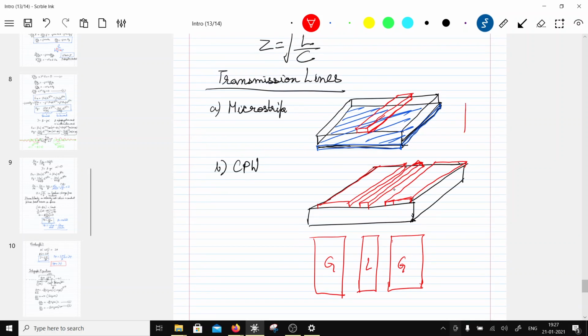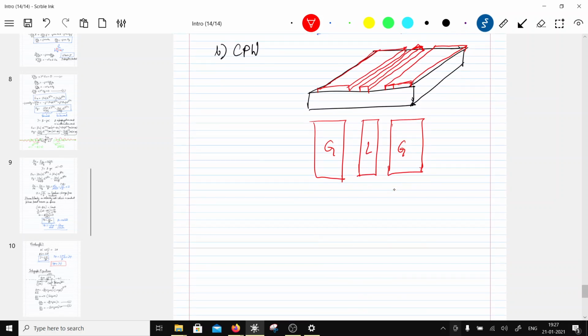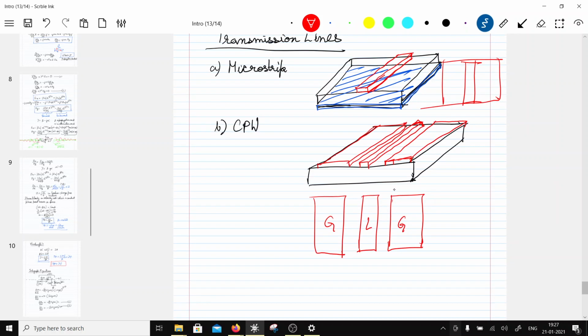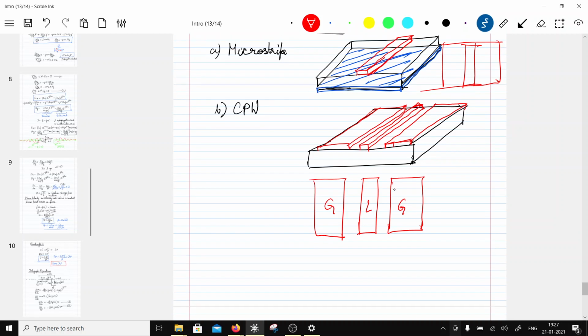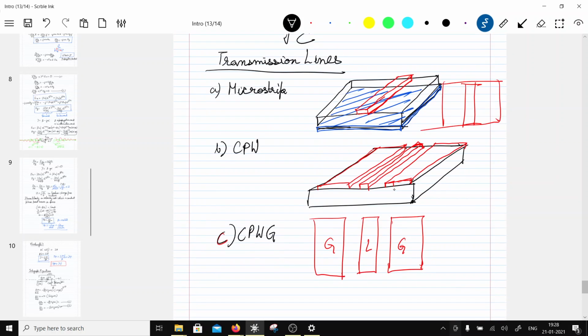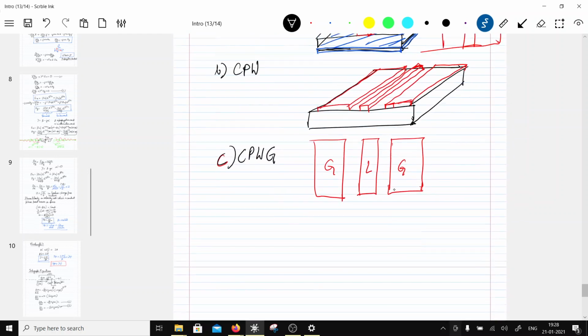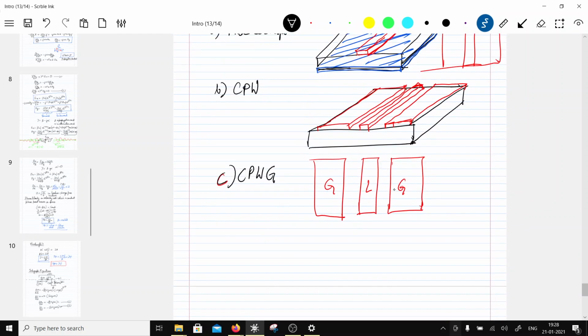In case of microstrip, the top view would be a line and then there would be a ground underneath like this, right. Now there is one more which is called CPWG. Along with the coplanar lines there is going to be a ground underneath, so that will be called CPWG. Now these are all planar lines, right. These are things which can be fabricated, for example, on a PCB, right?